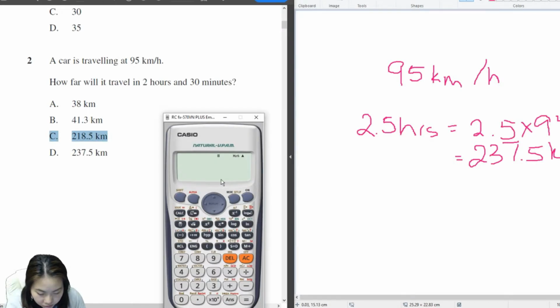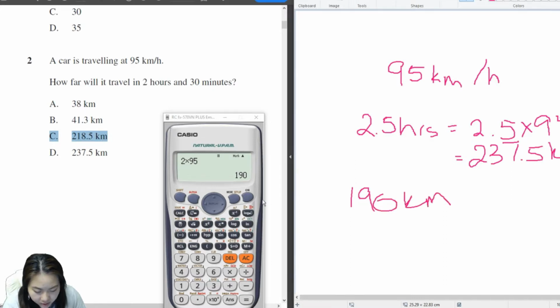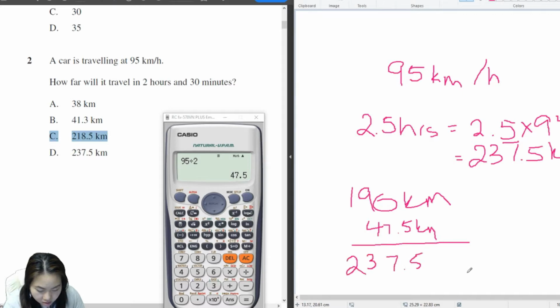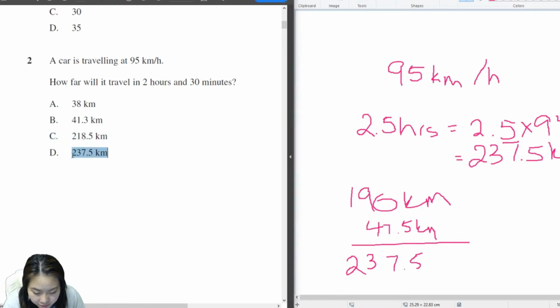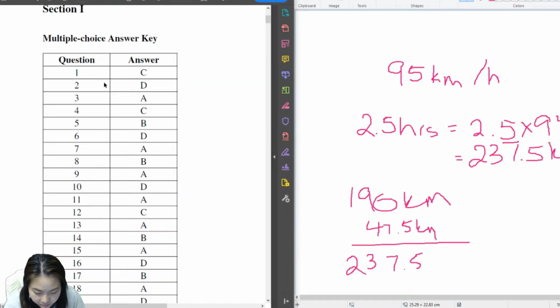What I'm going to quickly do is I'm going to do this question a different way. So I'm going to say 2 hours, the car will travel 190 kilometers. In half an hour, the car will travel 47.5 kilometers. So together, it brings me to 237.5 kilometers again. So I've done it 2 different ways, so I'm pretty sure 2 is D. Let's have a look. 2D.